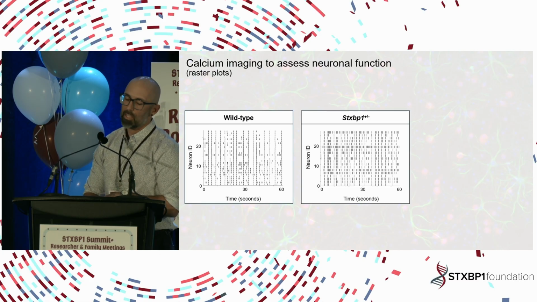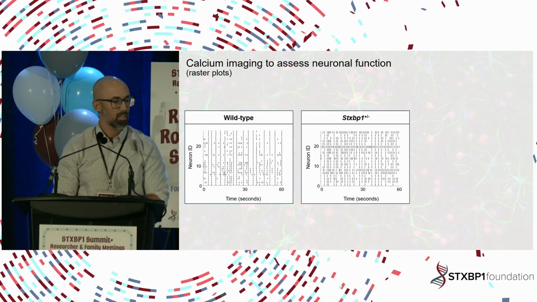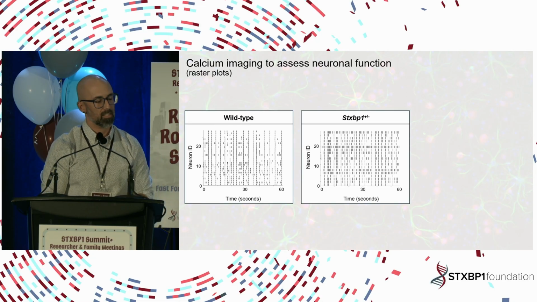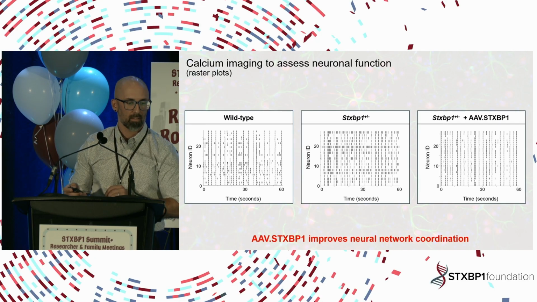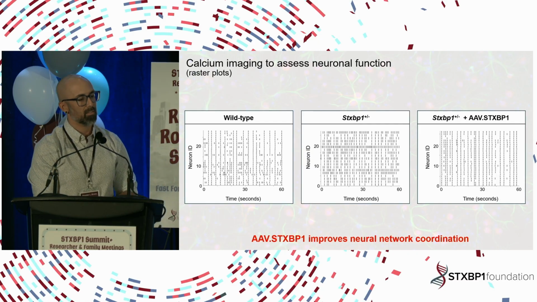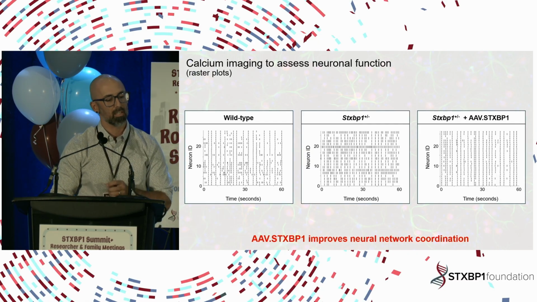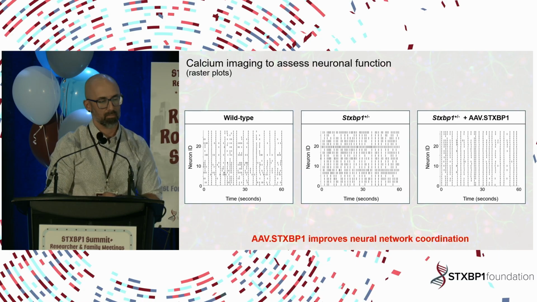We can see that in an untreated STXBP1 condition, there looks to be more activity and less synchronized activity. And with treatment, back to wild-type levels of protein, this seems to improve network coordination.